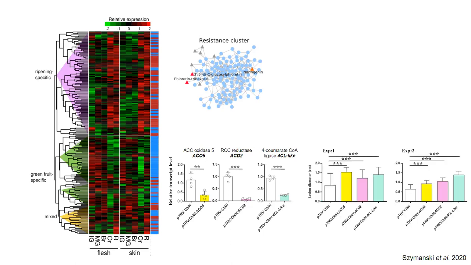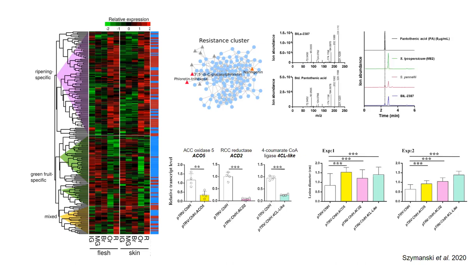And indeed, we saw that the downregulation of expression of these selected resistance genes significantly increased the size of the lesions caused by the inoculated fungal pathogen, Botrytis cinerea. That was nice to see.